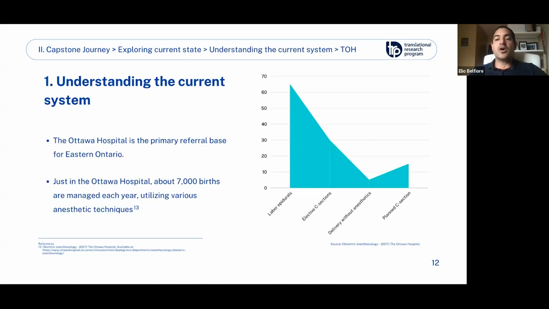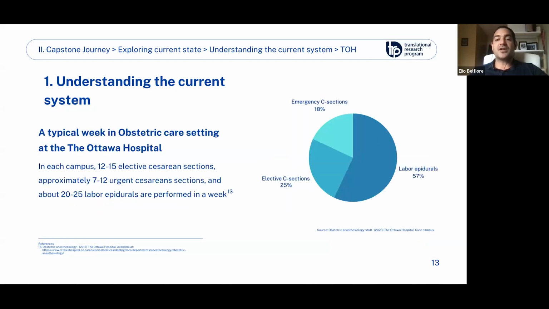At the Ottawa Hospital, which is a primary referral base for Eastern Ontario, about 7,000 births are managed each year. The obstetric anesthesia unit handles a variety of cases, around 57% labor epidurals, 25% scheduled C-sections, and 18% emergency C-sections. This variety creates a repetitive cycle of questions from patients, limiting the effective use of consultation time.